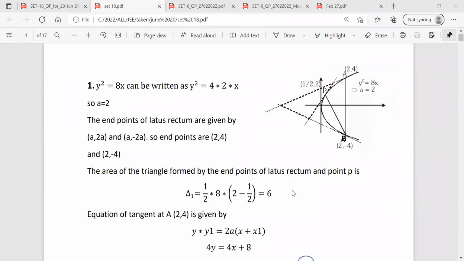And we have the value as 6. Now what we have to do is, we have to find the equation of the tangents at all these points. We have tangents at A, P, and B. So we have to find the equation of the tangent at each of these points. We have to solve all the equations, and we have to find out their coordinates. And then using those coordinates, we can find the area of the second triangle.